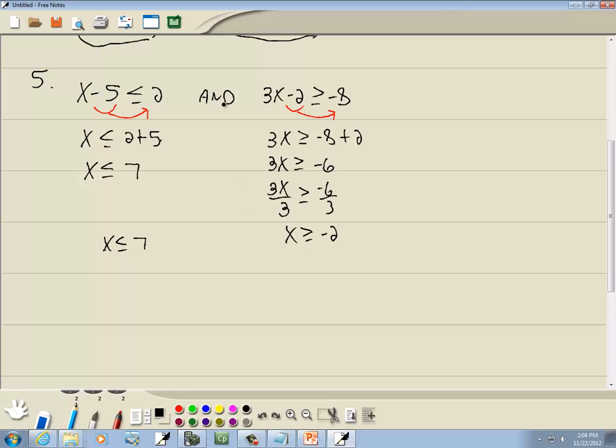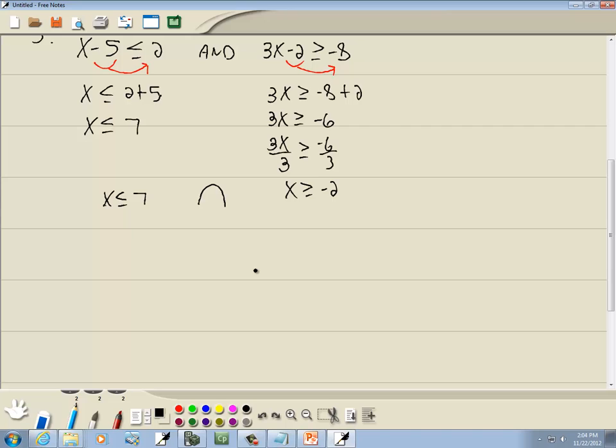Okay, now the and, what that represents is our intersection. So let's graph these so we can see what our answer is going to be. Here's negative 2, and here's 7. Okay, x is greater than or equal to negative 2. Well, the equal to part means a bracket, and greater than means I shade to the right. Like that right there. Now the x is less than or equal to 7. The equal to part means bracket, and less than means I shade to the left.